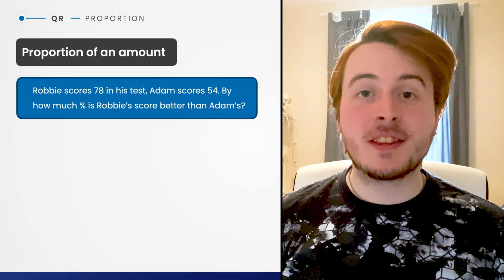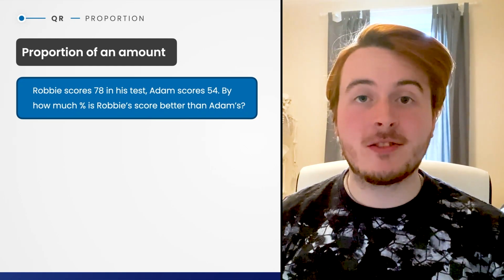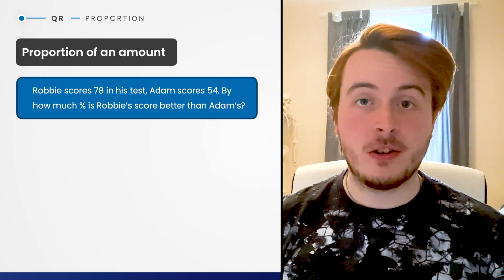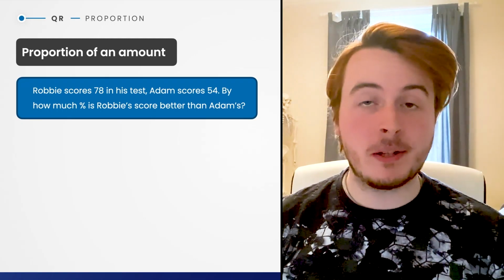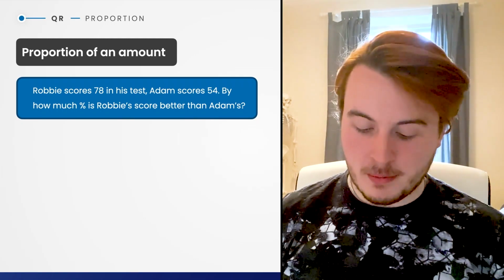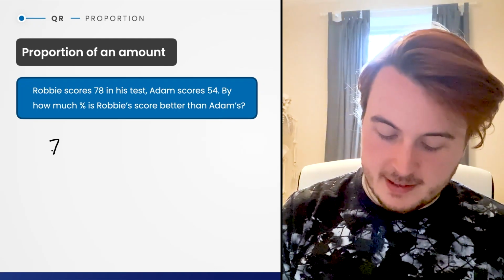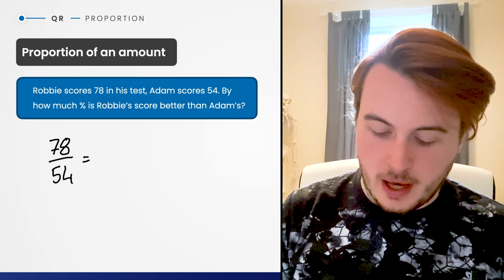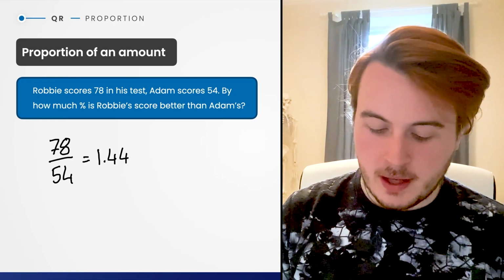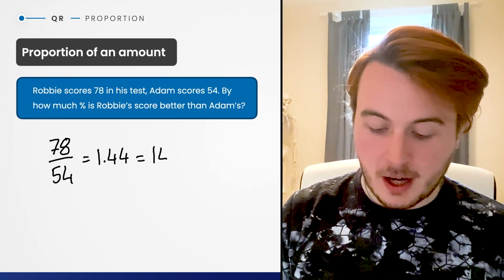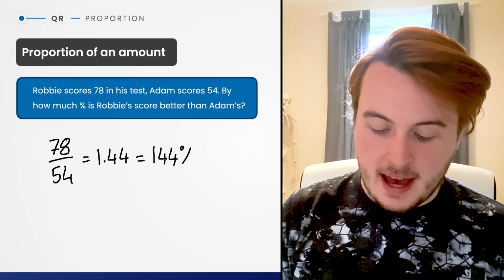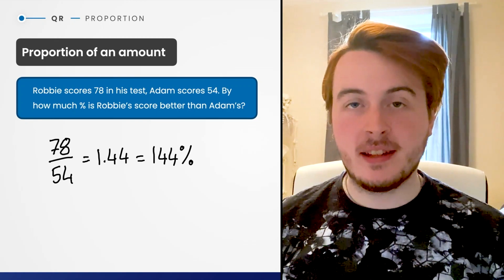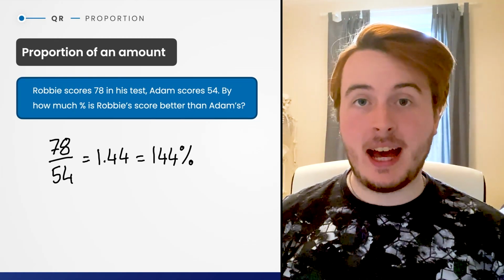So let's talk about the example that we used earlier, but in the context of proportion of an amount. The same thing we're going to do is identify our 2 ways round. So Robbie's going to be on the top of the fraction, Adam's going to be on the bottom of the fraction. And we're just going to write that as 78 over 54, which is going to give us what we had earlier, which is 1.44. But of course for this one, it's going to be 144%, as the question we're being asked is different. By how much percent is Robbie's score better than Adam's?